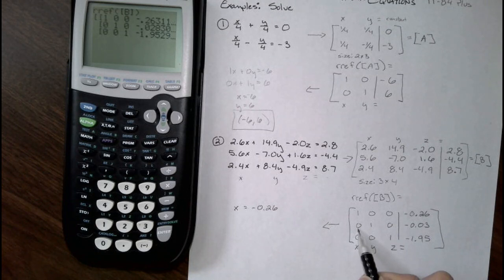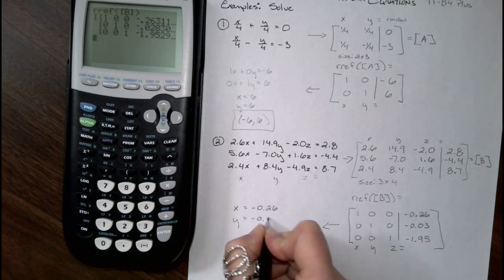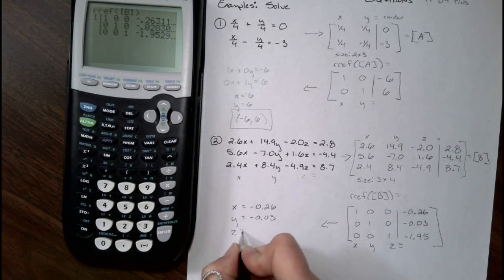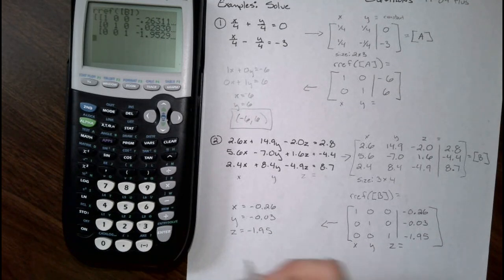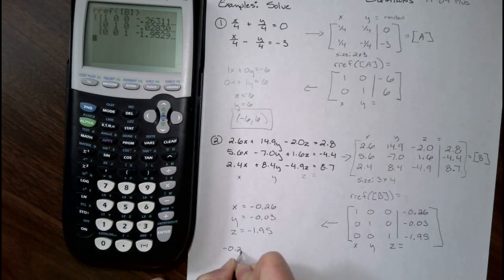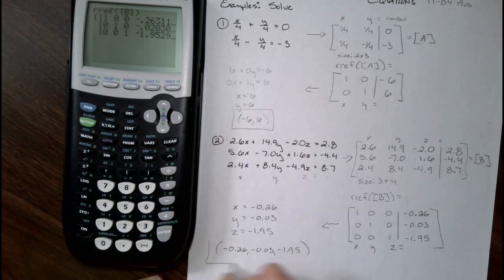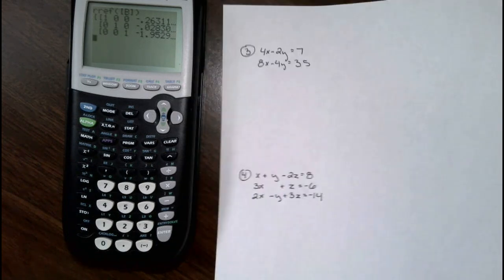Similarly, the second row, I've got 0x, 1y, and 0z. That's really just my y, which is equal to negative 0.03. Then we have 0x and 0y, which is 0, and 1z, which is equal to negative 1.95. So as an ordered triplet, because there are 3 of them, this would be negative 0.26, negative 0.03, and negative 1.95. And there is our solution for that one. Let's try a couple more just to make sure that we're okay with these.